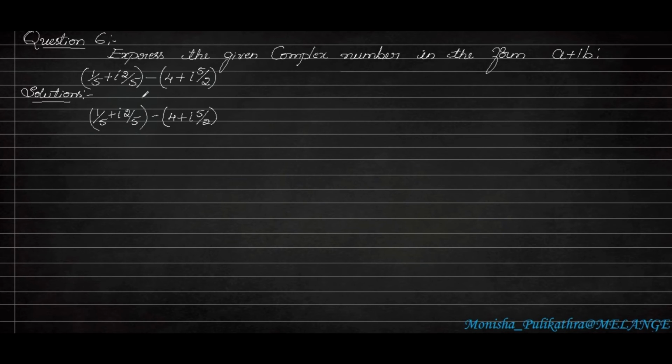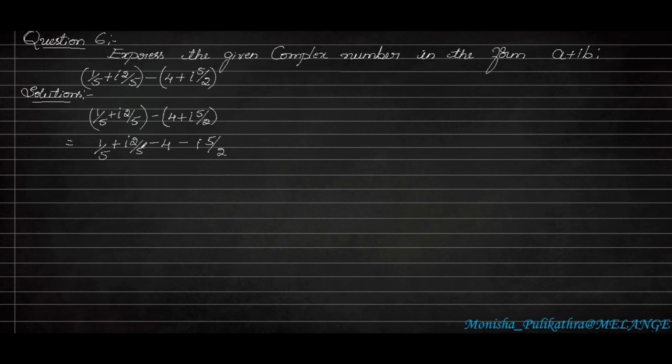So let us do the sixth question. So the question is (1 by 5 plus i into 2 by 5) minus (4 plus i into 5 by 2). Okay. So first we have to take it out from the bracket since the minus symbol is there. So 1 by 5 plus i 2 by 5, minus into plus is minus 4, minus into plus is minus i 5 by 2.